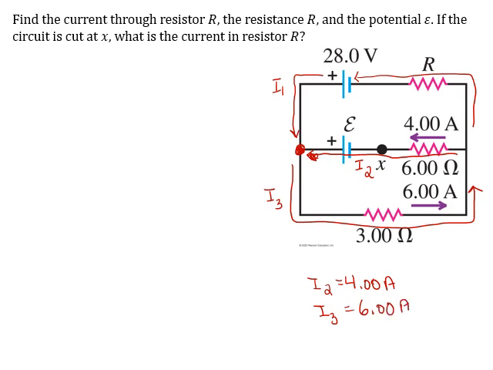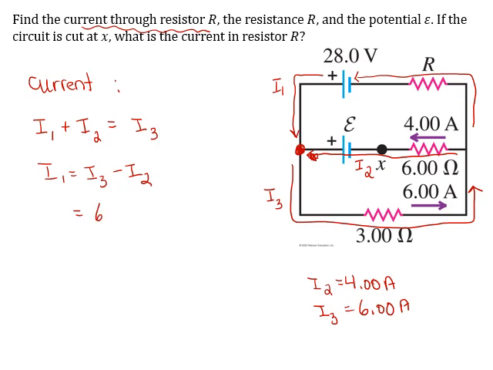Okay, so our next step is normally to identify the loops. I think I'm going to jump ahead and do our current law first. So our current law states that the net current into a junction, which in this case is I1 plus I2, equals the current coming out of the junction, which is I3. We're asked for the current through resistor R, and that's what we labeled I1. So I1 is equal to I3 minus I2. I3 was 6 amps. I2 is 4 amps. So current I1 is 2 amps.